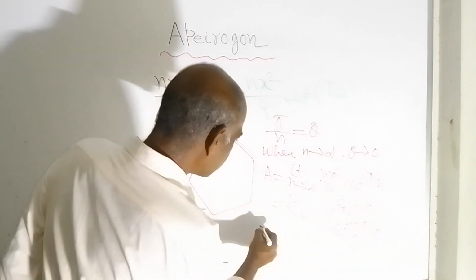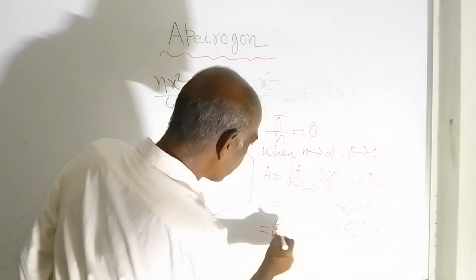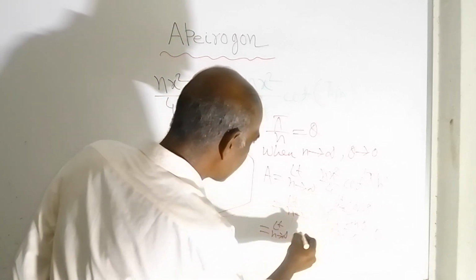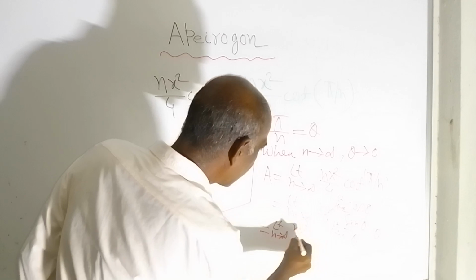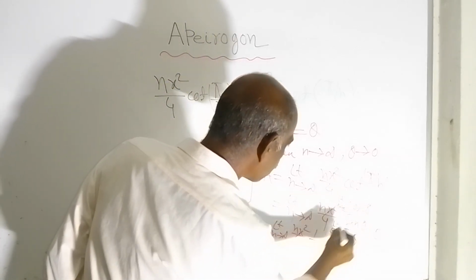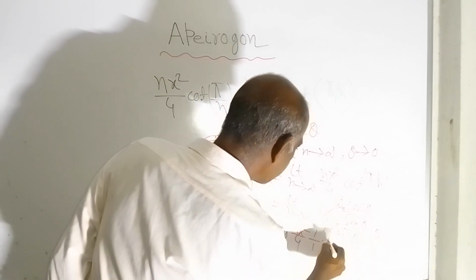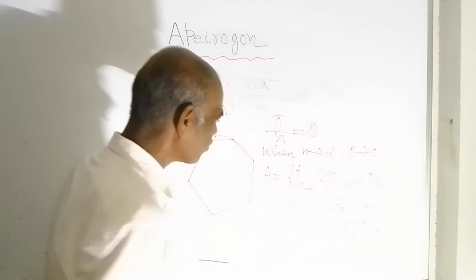So this is what? Limit n tends to infinity. Okay, n tends to infinity. This is nx square by 4. So this is 1. This is also 1. This is 1. And 1 by theta is there, right, here separately 1 by theta.